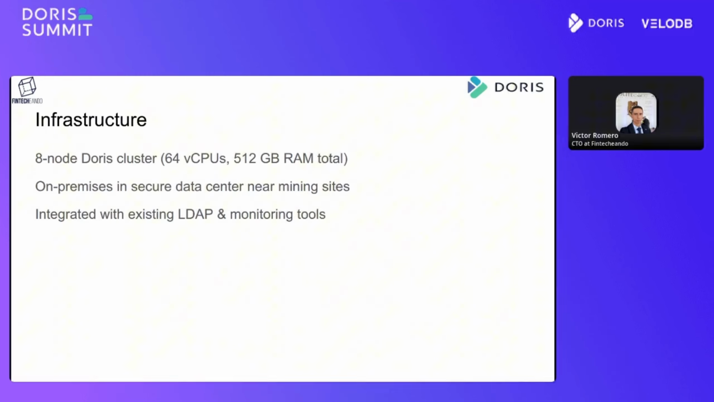We have integrated this with the current LDAP and also with a monitoring tool in order to make sure that the Apache Doris cluster is running smoothly all the time, 24 hours per day, 7 days of the week.